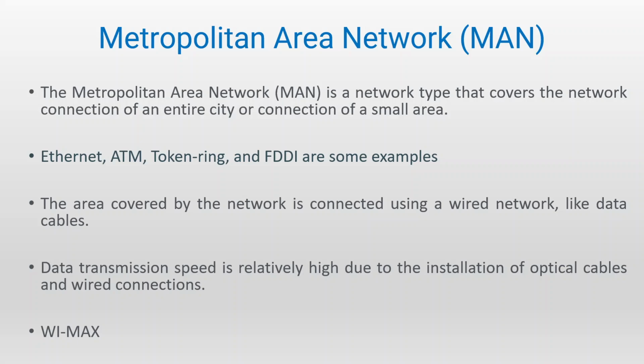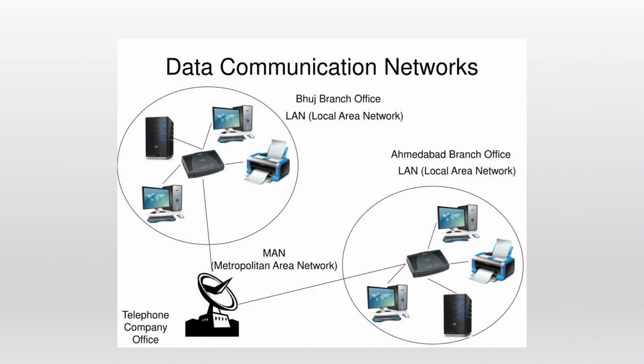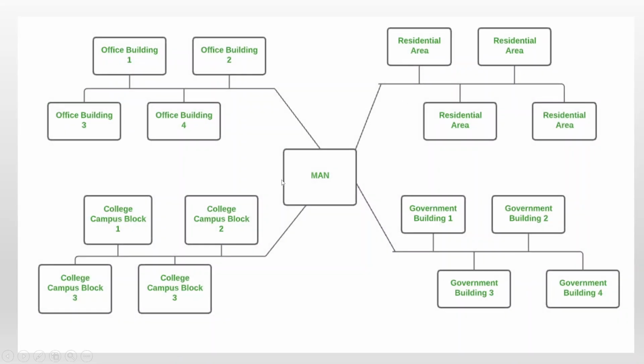The area covered by the network is connected using a wired network like data cables. Data transmission speed is relatively high due to the installation of optical cables and wired connections compared to other networks. WiMAX is an example of a metropolitan area network. So it shows a MAN network. The circle around this is a LAN network at the Bhuj branch office, and this is at the Ahmedabad branch office. The metropolitan area network is connecting these two networks. Different buildings and residential areas will be connected through a MAN network.